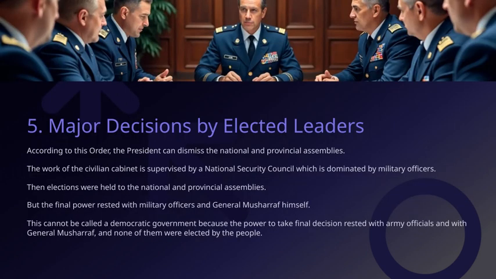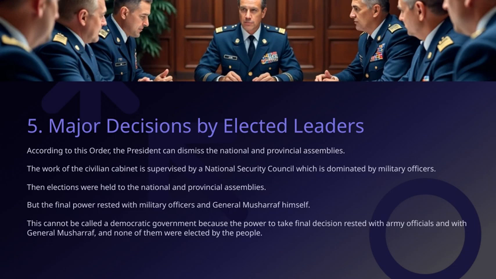In this slide, we're looking at some of the major decisions made by elected leaders, or rather, the lack of true power they held. According to this order, the president had the authority to dismiss both the national and provincial assemblies, which already indicates a significant concentration of power. Now, the civilian cabinet, which we might expect to be in charge of day-to-day governance, was actually supervised by a National Security Council. And here's the key point. This council was dominated by military officers, not civilians.